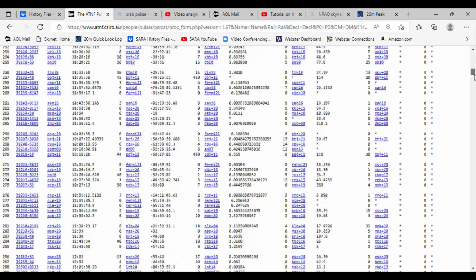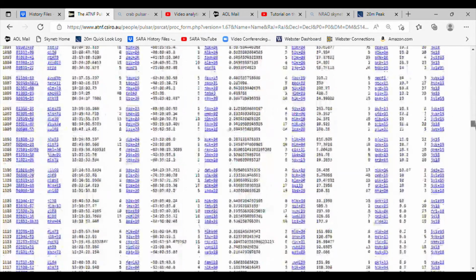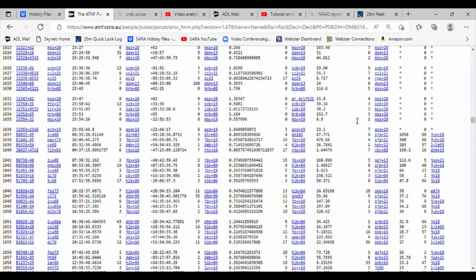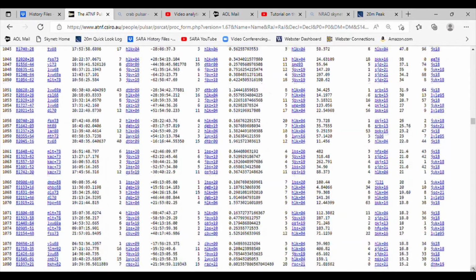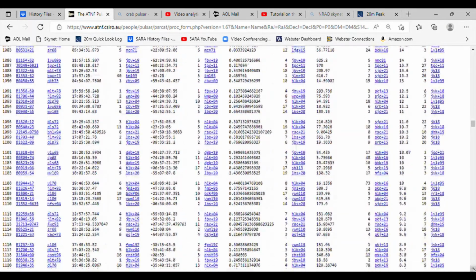We'll scroll down. We'll see that the first entry here is 1050 millijanskys, and we'll scroll down to find B0823+26, and here it is. It is at 8 hours 26 minutes. Declination is 26 degrees 37 minutes.